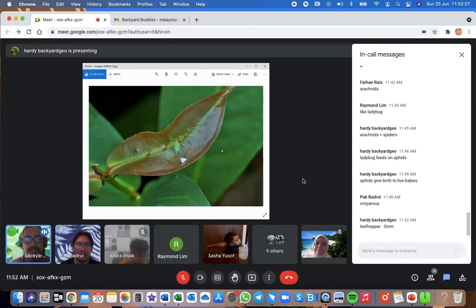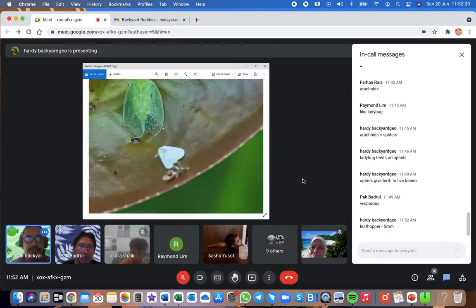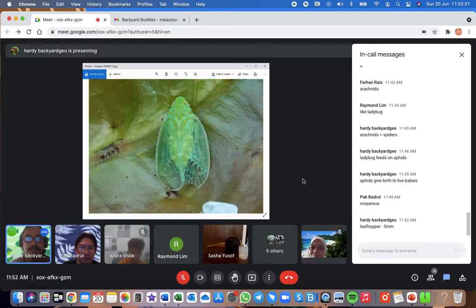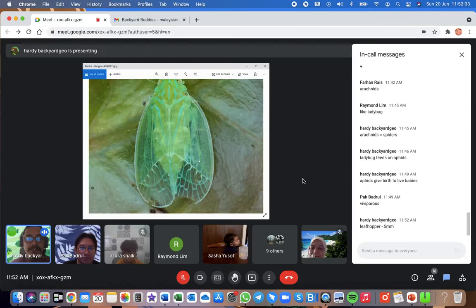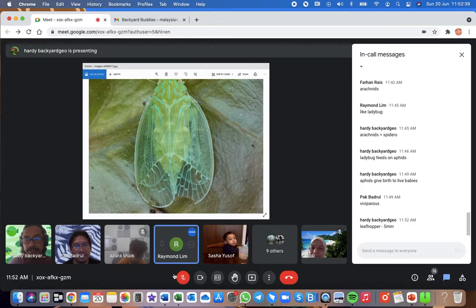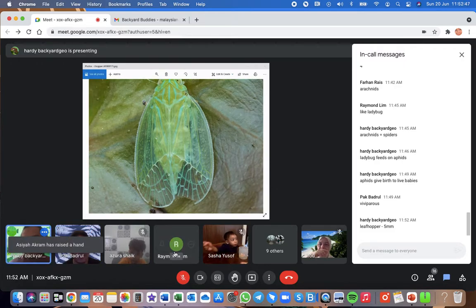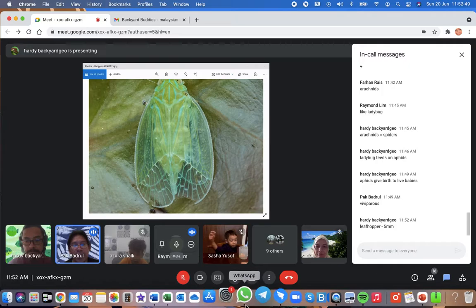Okay, the next one is another type of hopper. This is a plant hopper. It's very flat. They hop like a grasshopper. It looks like it has wings. Yes, they have wings, but usually they move around by hopping.